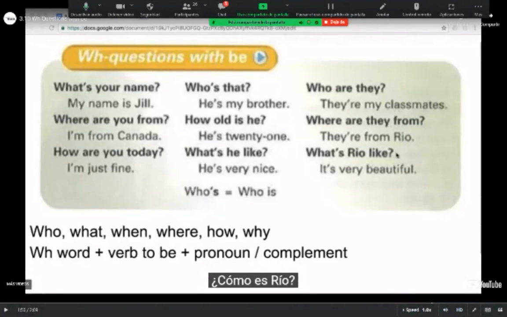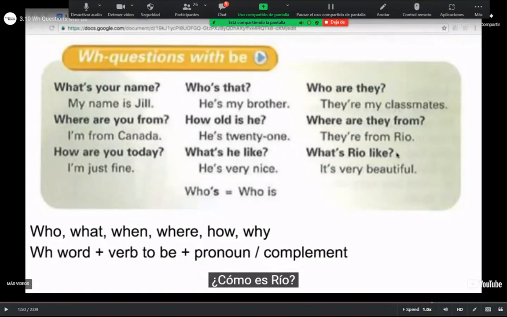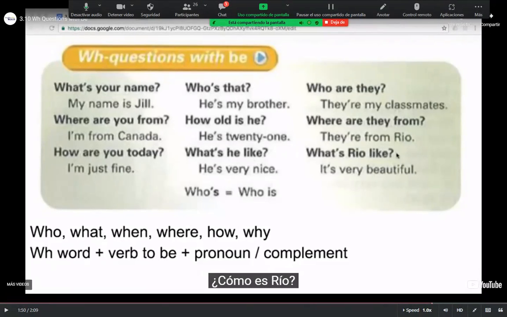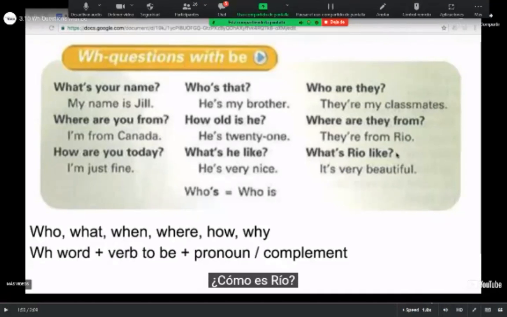Where are Bernardo and Andrea from? They are from El Salvador. Correct. They are from El Salvador. Where are Jennifer Aniston and Brad Pitt from? They are from USA. Hollywood. They are from Hollywood. They are from the United States. Yes.